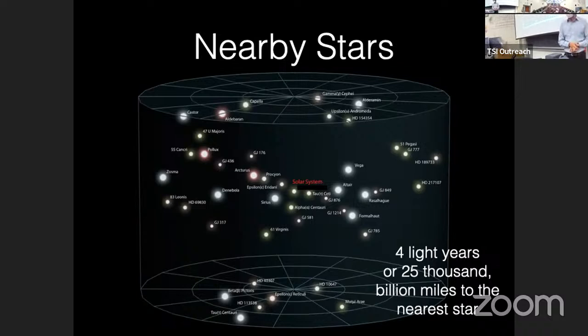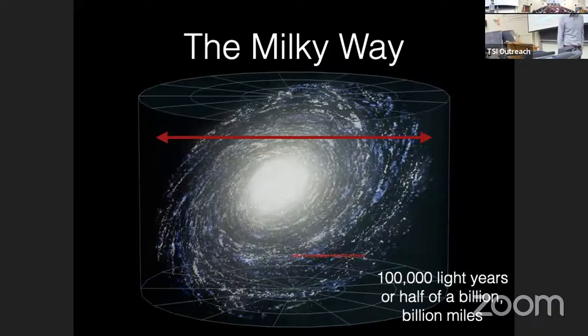And if you've ever been to the countryside, you know that there are more stars than I'm showing here, and we are part of the Milky Way galaxy. So you can imagine, say, 10 to 100 billion stars all orbiting a common center. And now we're talking about half of a billion miles across, or 100,000 light years. So even light takes 100,000 years to cross this galaxy.